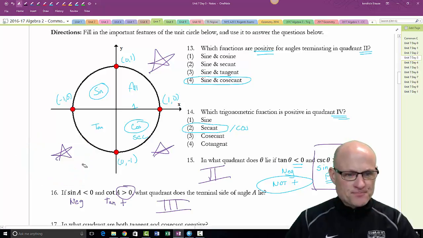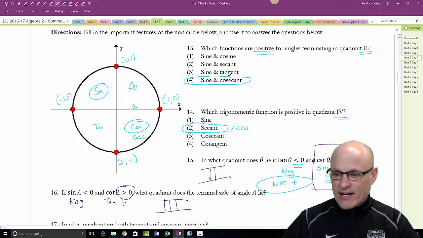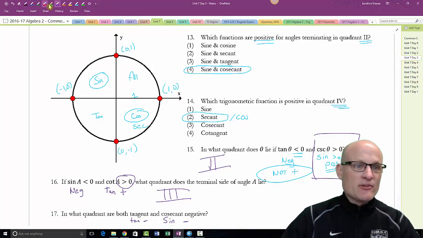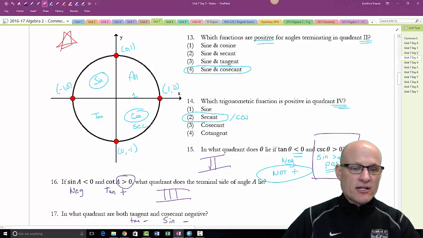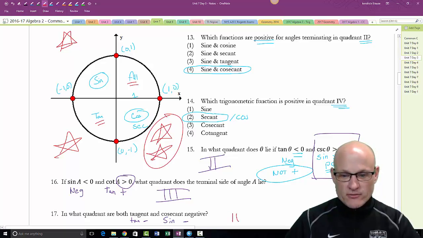The next one says, in which quadrant are both tangent and cosecant negative? I don't understand cosecant. So cosecant goes with sine. So where is sine negative and tangent negative? All right, so let me star where tangent is negative. Tangent is negative here, and tangent is negative here. Remember, tangent's positive here and here. Where is sine negative? Sine is negative here, sine is negative here. There's my big winner, quadrant 4.